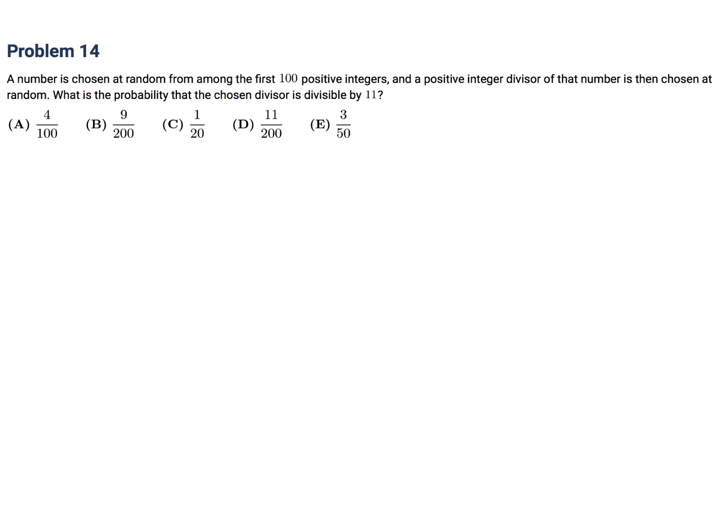A number is chosen at random from among the first 100 positive integers, and a positive integer divisor of that number is then chosen at random. What is the probability that the chosen divisor is divisible by 11?